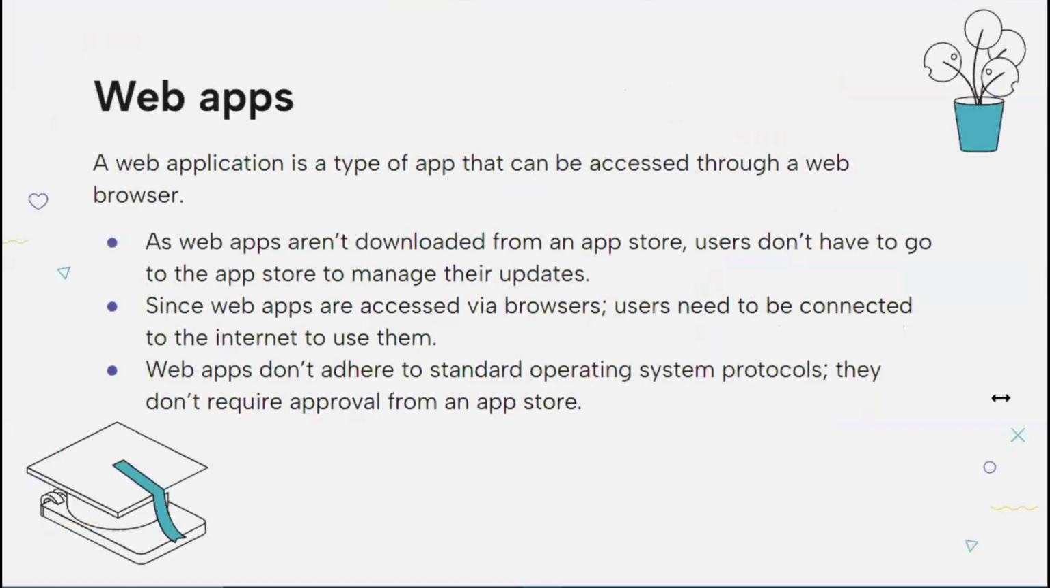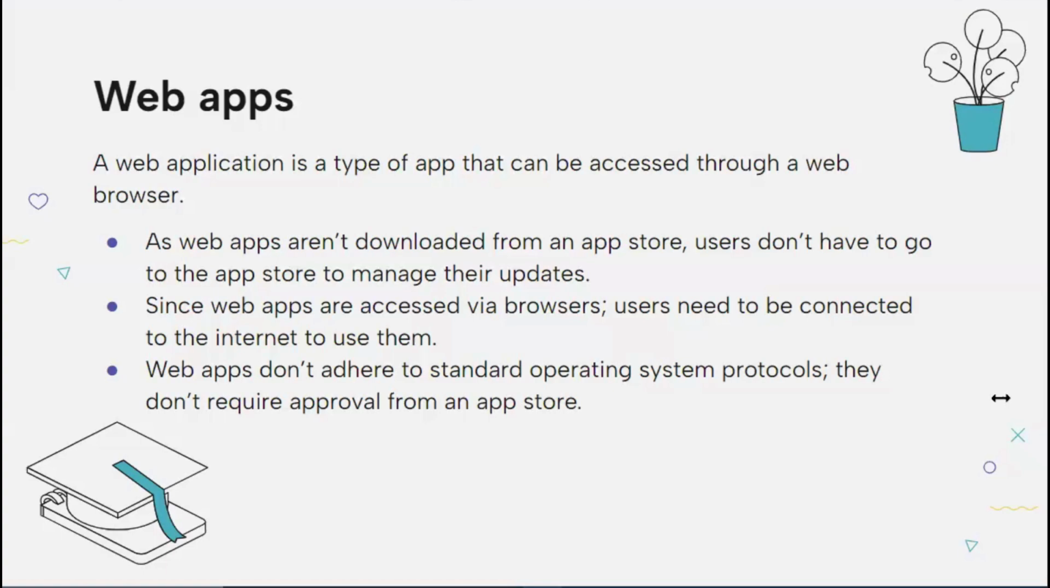Web apps. A web application is a type of application that can be accessed through a web browser. When accessed in a browser on a mobile device, web applications look and behave like mobile applications, but they aren't the same. As web apps aren't downloaded from an app store, users don't have to go to the app store to manage their updates. Users can always see the most up-to-date version when they open a web app in their browsers.